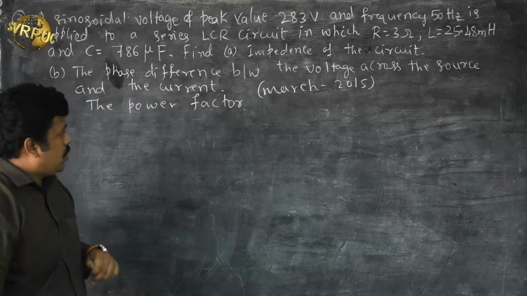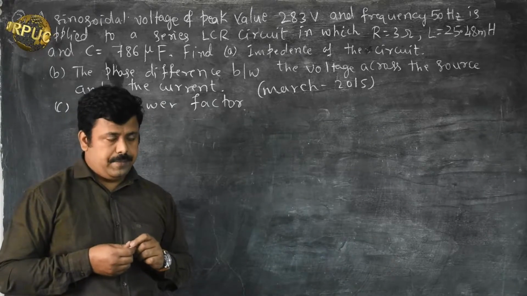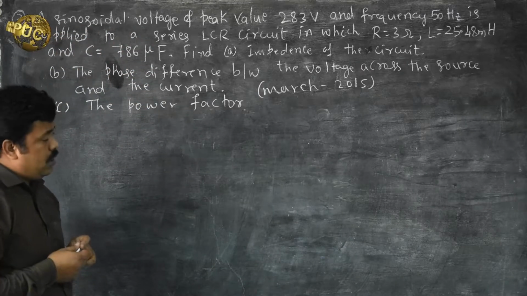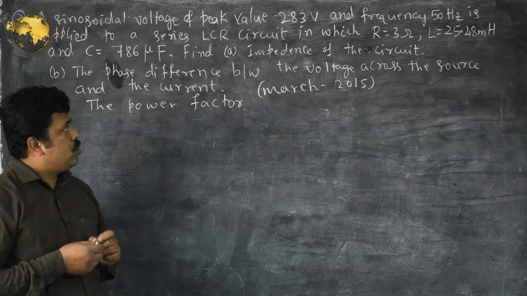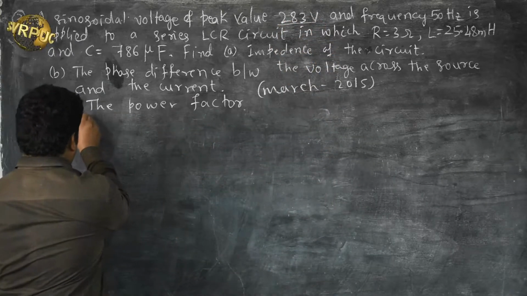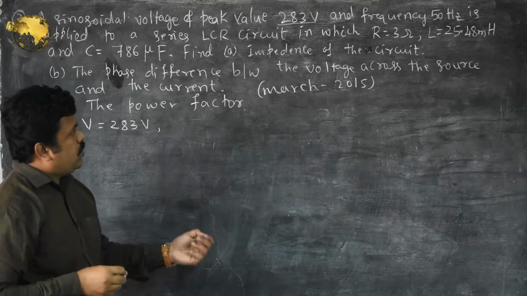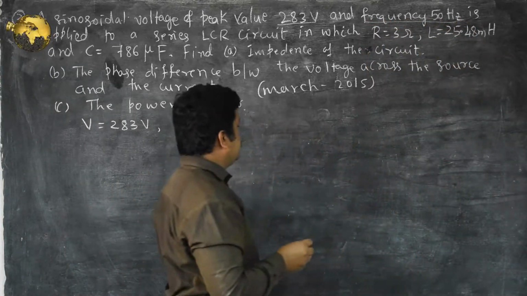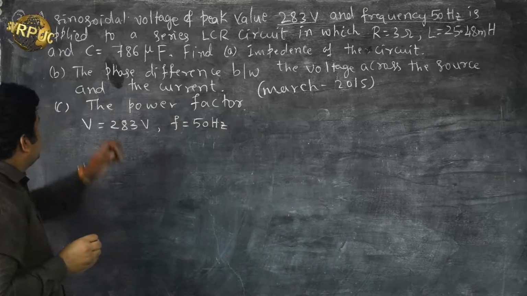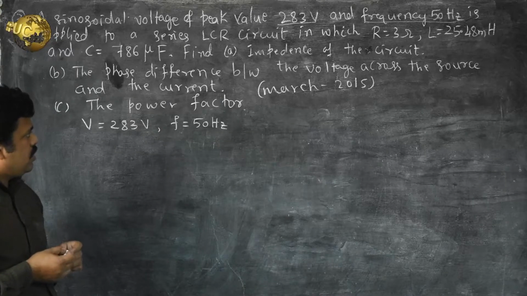This is question number 3. I am discussing now from March 2015. Again, the question is from alternating current. So let's continue. A sinusoidal AC voltage of peak value 283 volt, so V is equal to 283 volt, and frequency 50 Hertz, that is F is equal to 50 Hertz, is applied to a series LCR circuit.